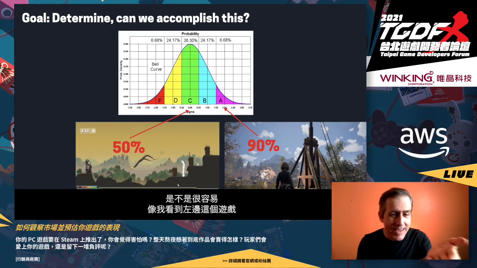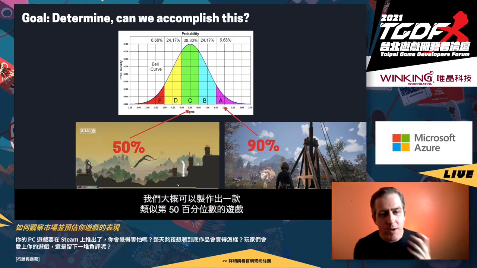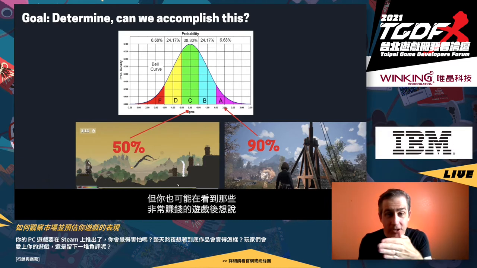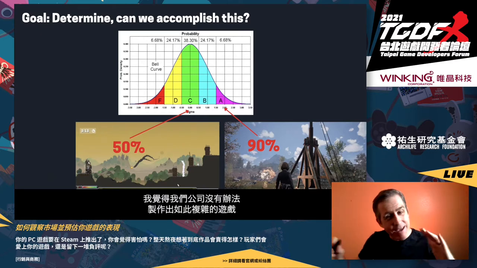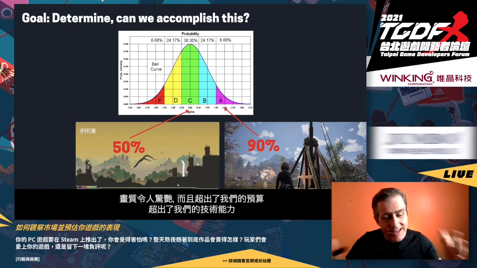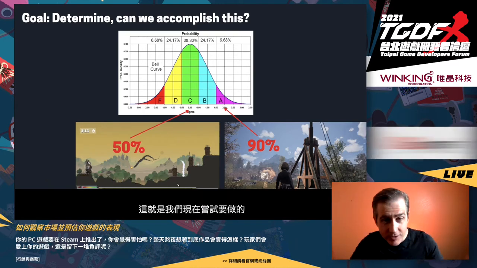Like, I see the game on the left, I bet I could make that. Our team is very competent. We could probably make a game that looks like that, that 50th percentile. But you could look at the games that are making a ton of money and say, whoa, they are really complicated. I don't think our company can make a game that complicated. The graphics are amazing. It's just out of our budget. It's out of our skill set. And this is where you've got to be honest with yourself. You're going to see what the competition is like.